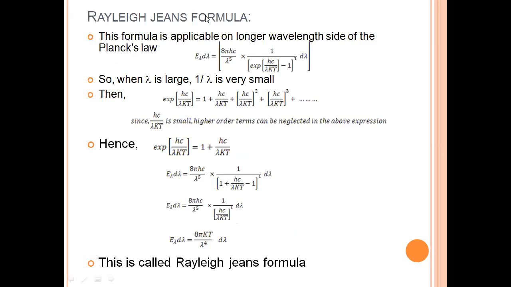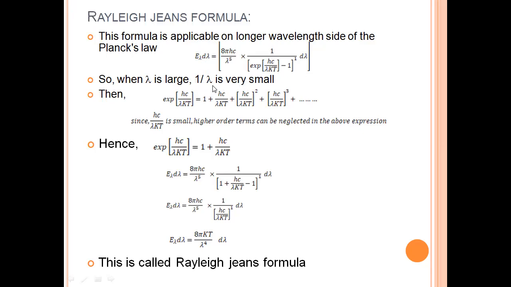Next, Rayleigh-Jeans formula. This is the formula which is applicable on the longer wavelength side of Planck's law. E lambda d lambda is equal to 8 pi hc by lambda power 5 into 1 by exponential. This is Planck's law. We have to apply this formula for Rayleigh-Jeans on the longer wavelength side, which means that lambda value will be large. If lambda value is large, 1 by lambda value will be small.